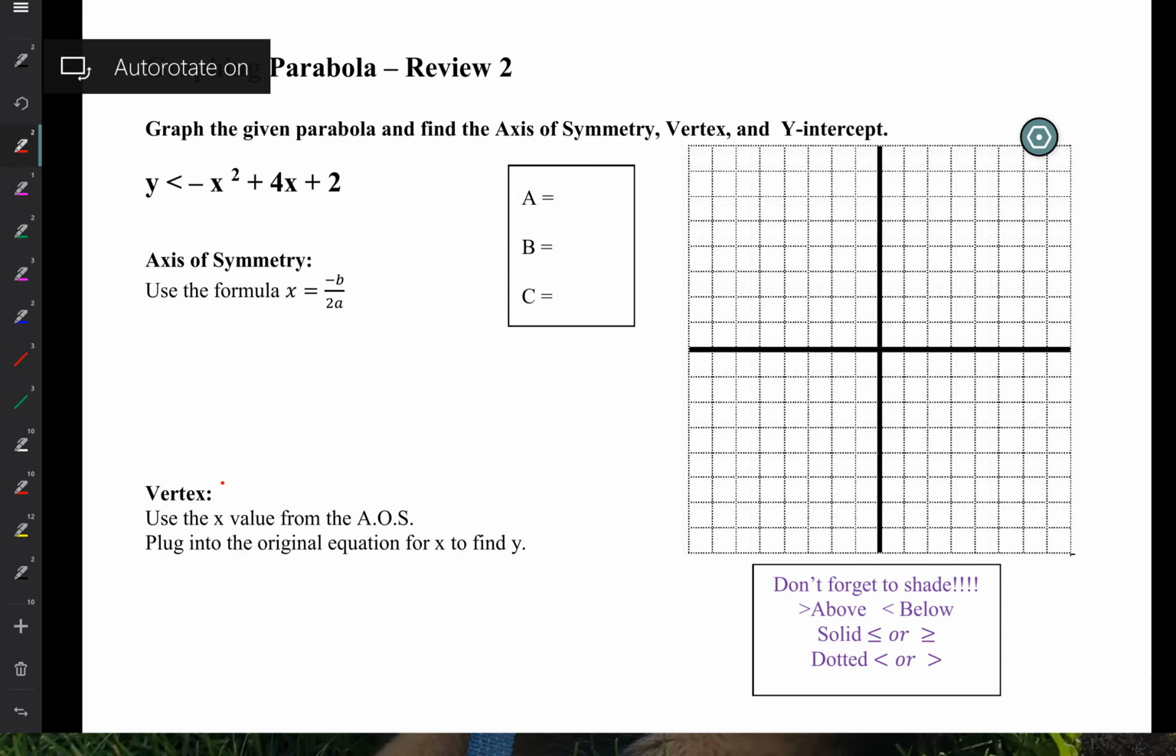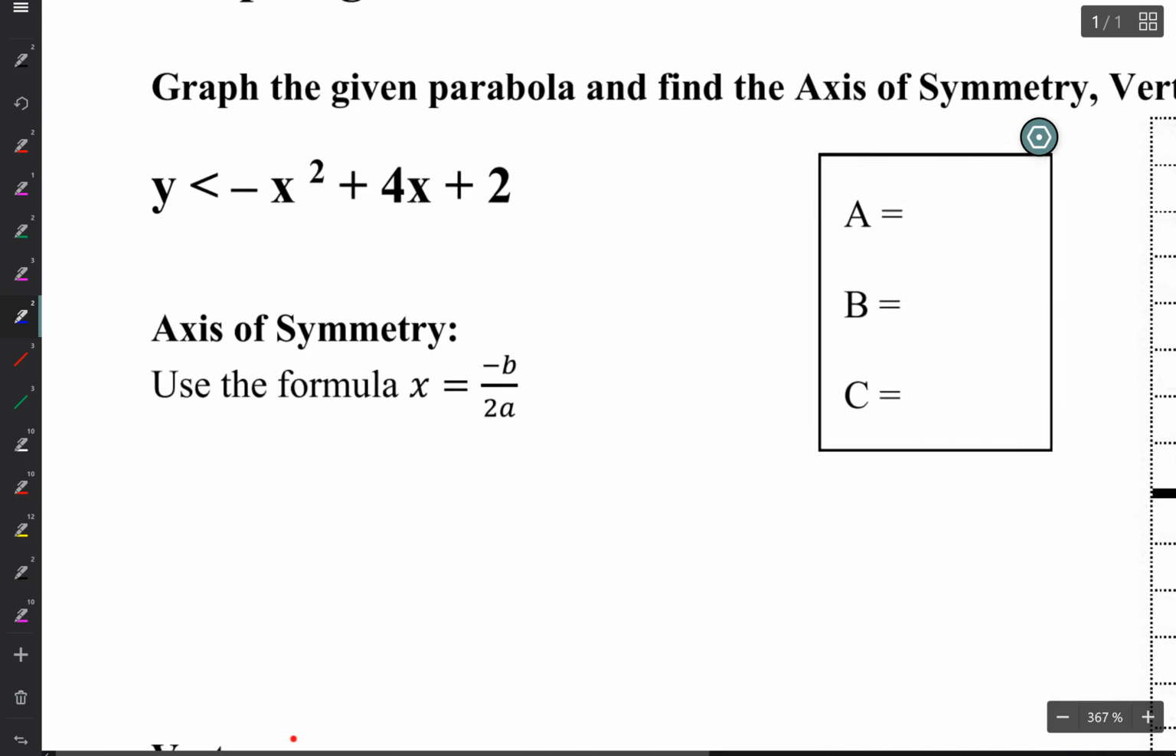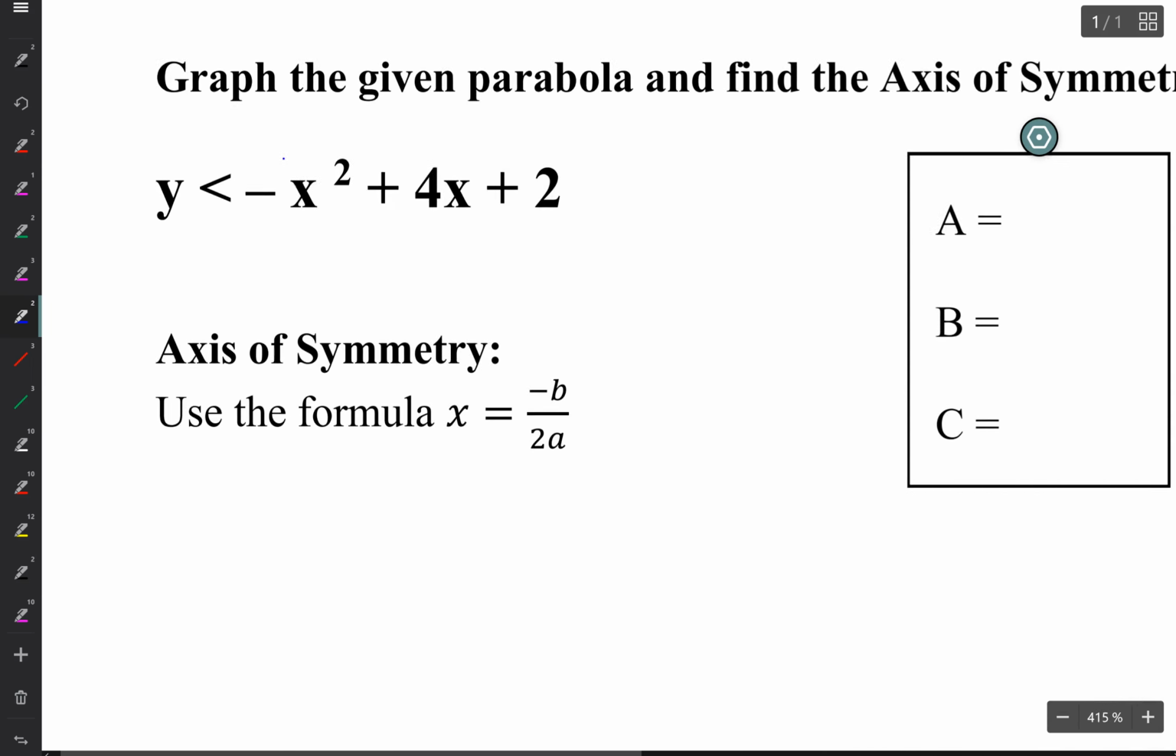All right, so we're going to graph this parabola, and we have to notice a couple things. First thing we notice, as we're scoping it out, we have to get the values of A, B, and C. So I'm going to zoom in here and realize there's a minus 1 in front of that x squared. So that's the value of A. So that's minus 1. The B is 4.